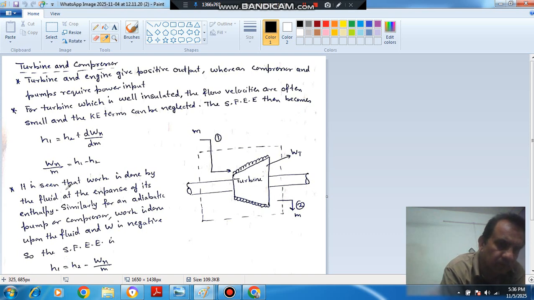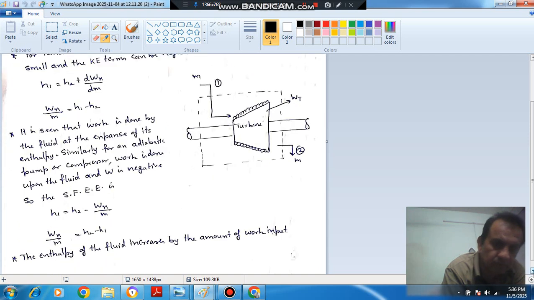Now in the case of a compressor, the work is delivered to the compressor, so it will be a negative quantity here. So it will be h1 is equal to h2 minus Wx by m. So Wx by m is equal to h2 minus h1. Okay. So this is for the compressor, this is for the turbine.